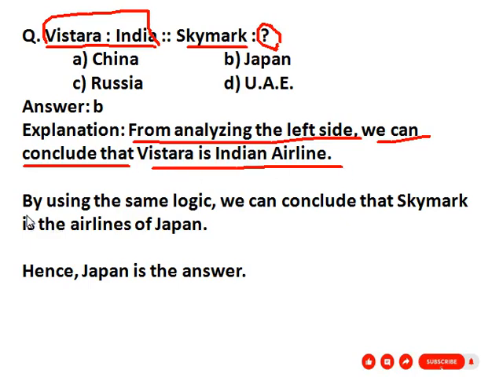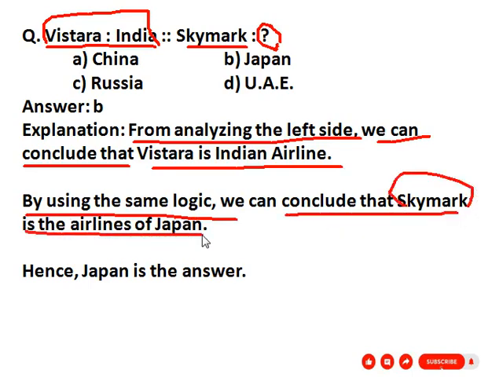By using the same logic, we can conclude that Skymark is an airline of Japan. So in the second group, Skymark and Japan. So in place of the question mark, the correct answer is Japan. Here given option B, Japan.